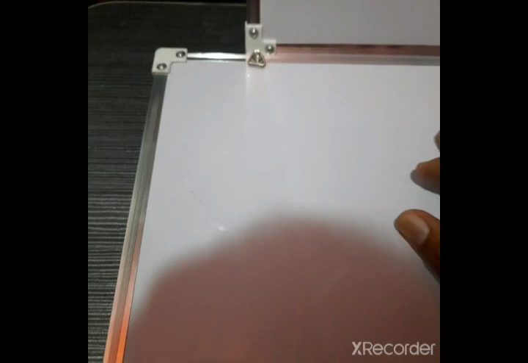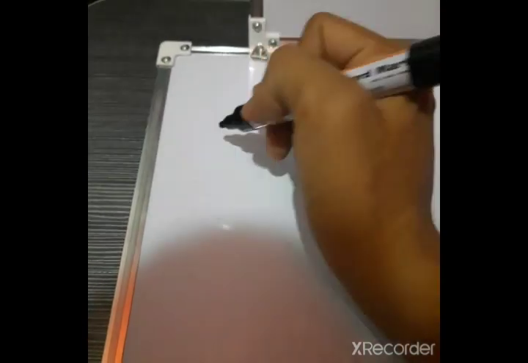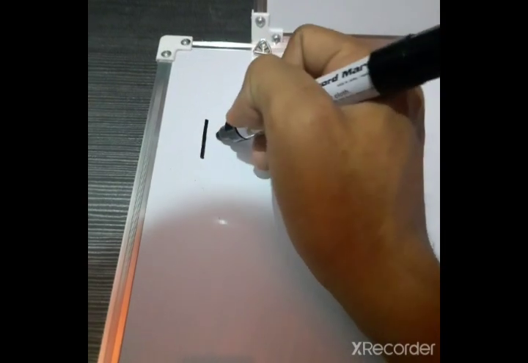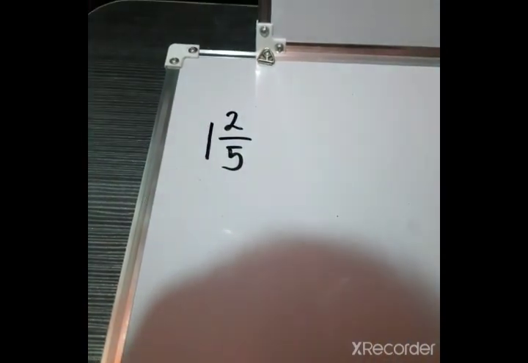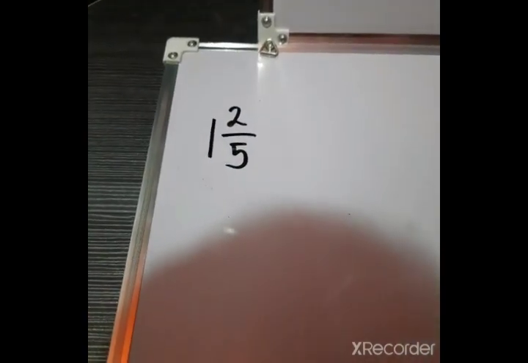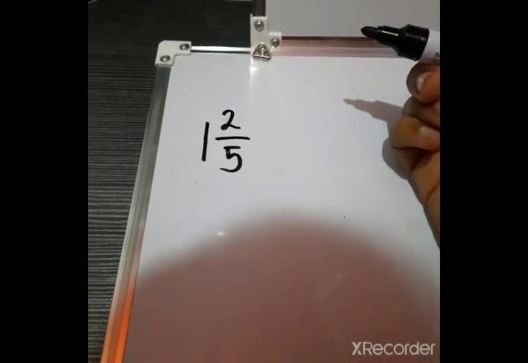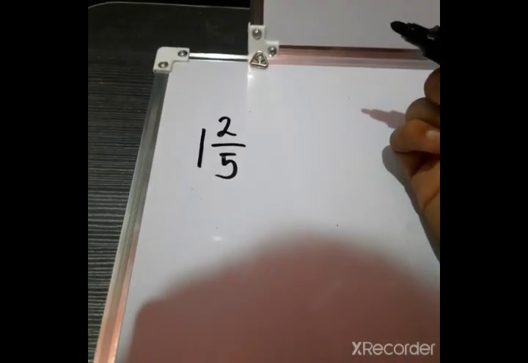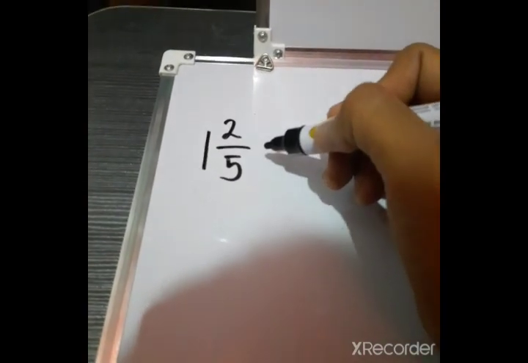Let's have now our last example. What if the fraction is 1 and 2/5? Do you know what you call this kind of fraction? Yes, this is a mixed fraction. So, how do we work on that? How can we express this one into decimal form?